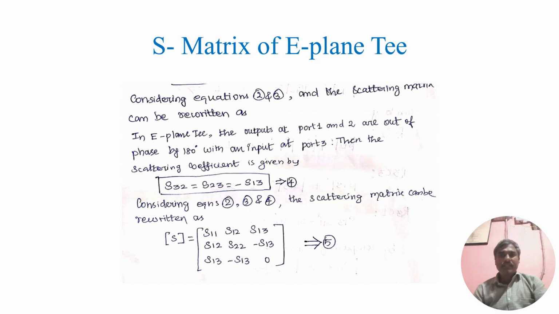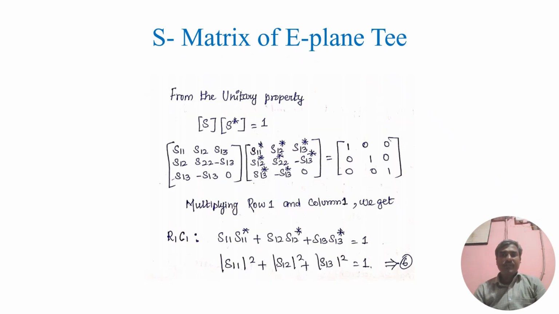In the E-plane T, the output ports, port 1 and port 2, are out of phase by 180 degrees with respect to input port 3. Then the scattering coefficients can be written as S32 equal to S23 equal to minus S13. Then considering equations 2, 3 and 4, the initial scattering matrix can be written as shown in equation number 5. By the statement of the unitary property, the product of the scattering matrix with the complex conjugate of the same matrix is equal to the unitary matrix. That means diagonal elements will have the value 1.